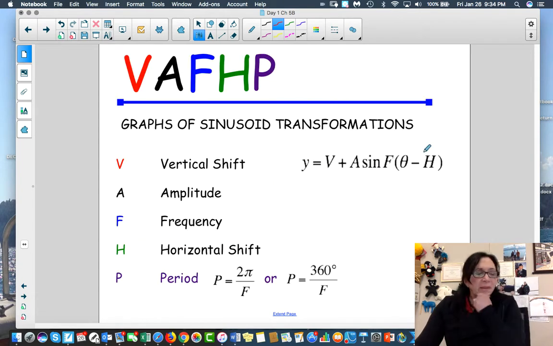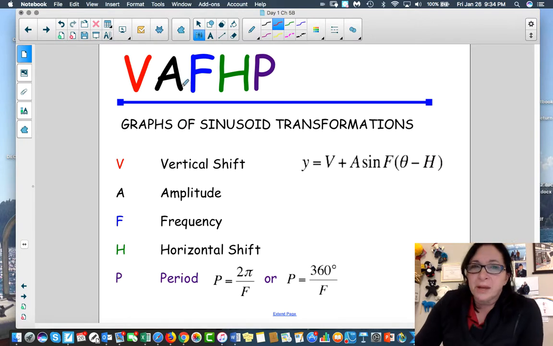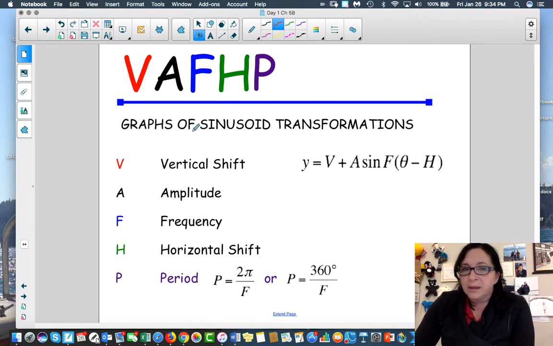So we have something we call VAFHP. And this is another mnemonic, and it's a mnemonic to help you with graphs of sinusoids. And we're going to do a lot of this the next time I see you in class. But V stands for vertical shift, A stands for amplitude, F stands for frequency, H stands for my horizontal shift, which on the other page we called a phase shift.